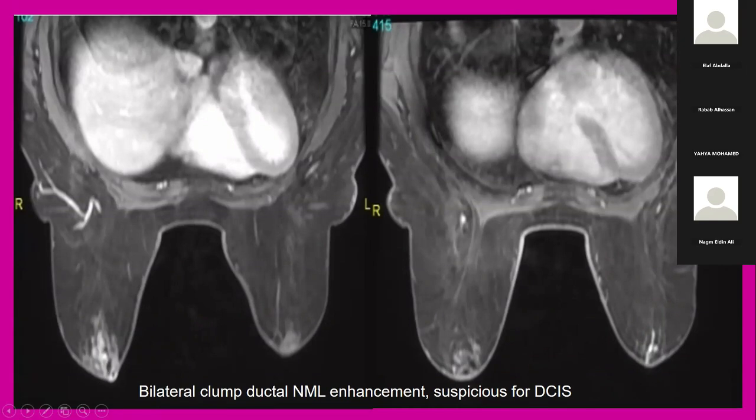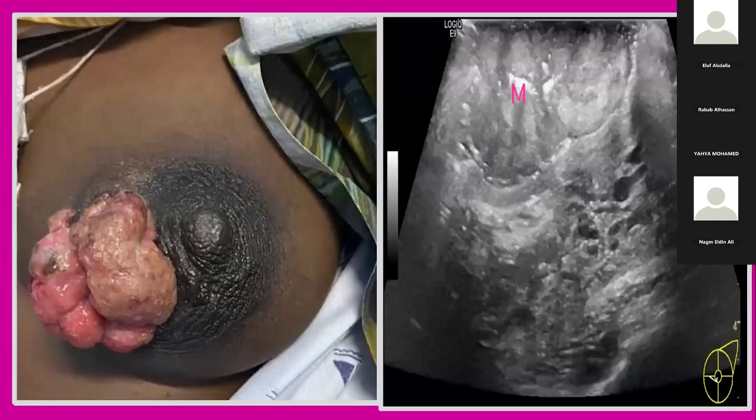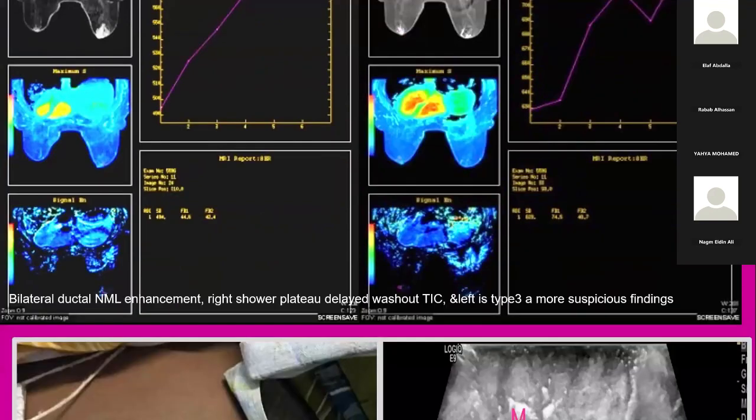And their kinetics, it was a plateau and delayed washout on the right, but it was a washout on the left side. So the findings are suspicious of ductectasia. But unfortunately, we didn't get the final post-operative result.